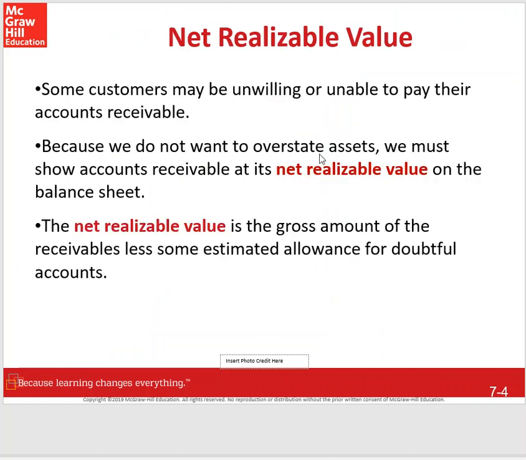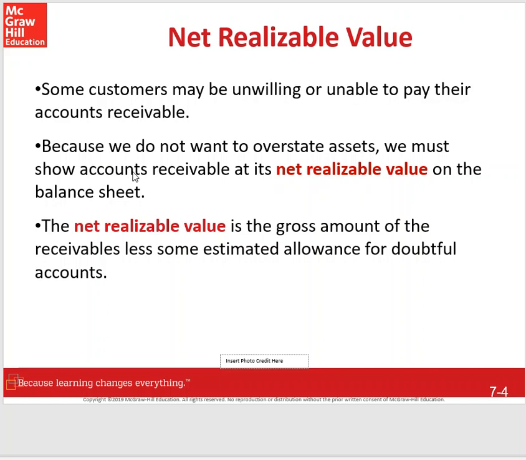Net realizable value. This is a really important term in terms of understanding the allowance method. We've talked about the idea that when we allow customers to buy now and pay later, meaning accounts receivable, we might later find out that some customers are unwilling and or unable to pay their accounts receivable. Some of them will be dissatisfied and just won't want to pay us, and others have good intentions, but they don't have the cash in order to pay us. So when that arises, we need to consider what we're going to do.